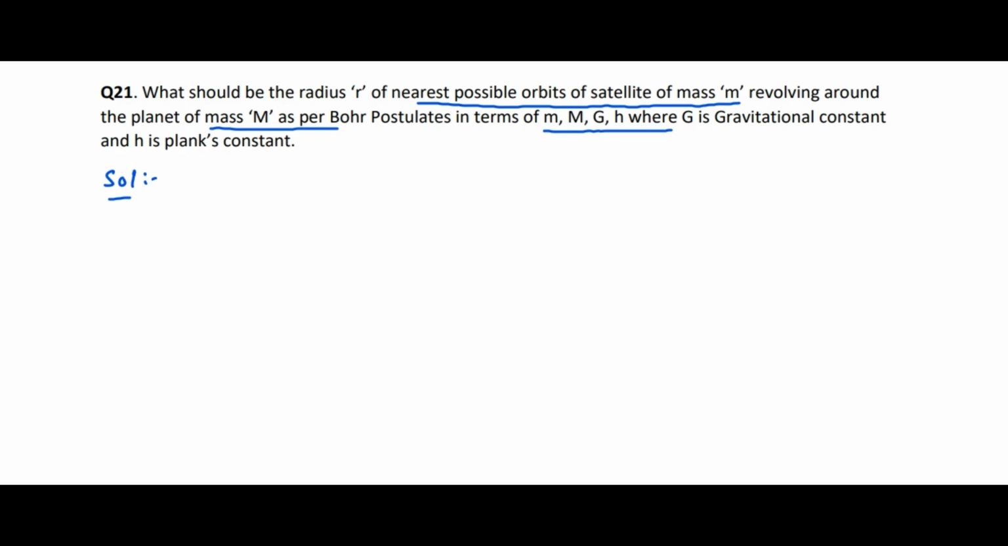Actually, from Bohr's postulate, from the second postulate or Bohr's quantization condition, mvr is equal to nh by 2 pi. So from this, velocity v is equal to nh divided by 2 pi mr. You can take it as equation number 1.